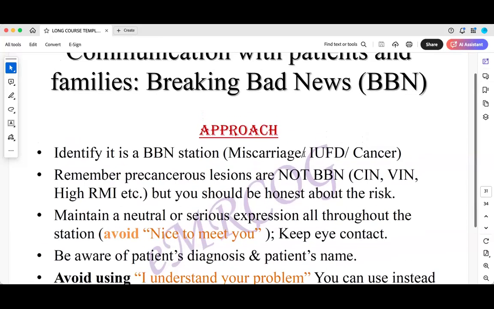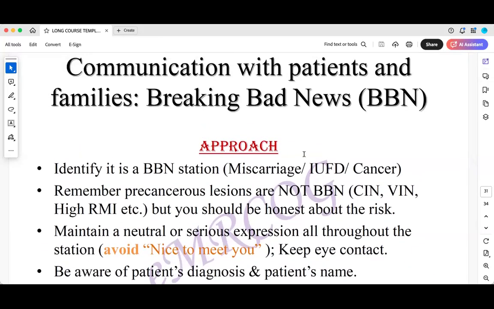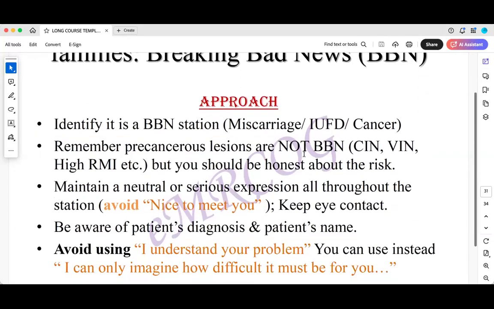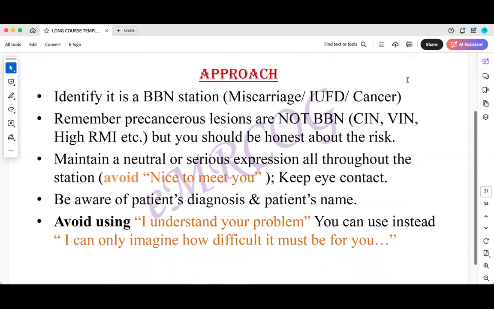Some difficult communication, as I told you, like communication with patient and family in breaking bad news, has a special approach, okay? So it is very important that you be aware of the situation before you enter the cubicle. You understand that this situation is breaking bad news. So avoid saying things like, hello, have a good day, how are you today, nice to meet you, while, for example, the patient is waiting to be told about an IFD, okay?